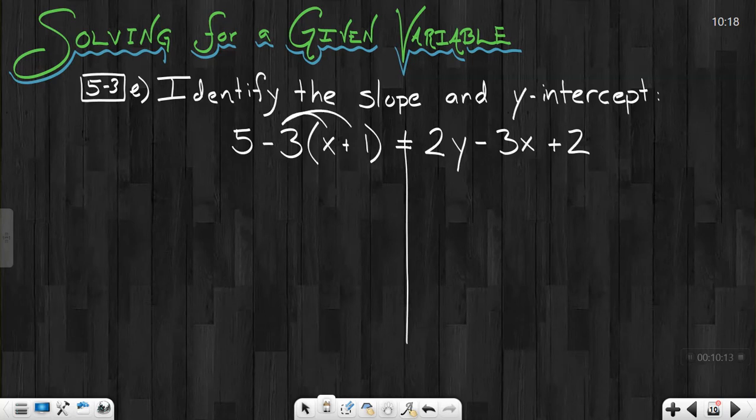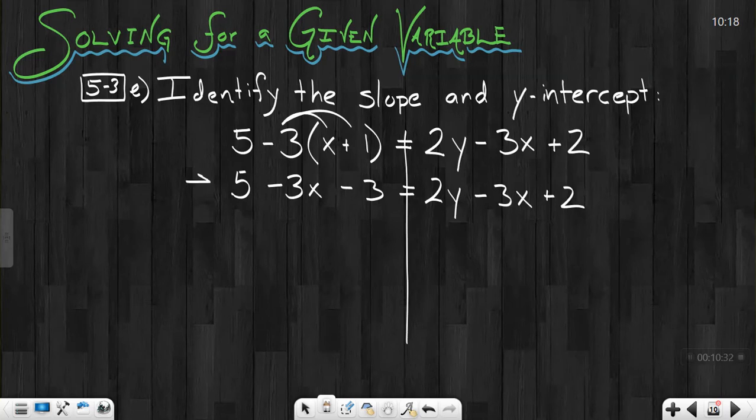Notice the -3 is what is in front of my parentheses here, so that's what I'm going to distribute. I'm not going to touch that 5 yet. But -3 times x is -3x, and -3 times 1 is -3. On the right-hand side, nothing to do. I can't simplify because there's no parentheses to distribute anything, and there's no like terms.